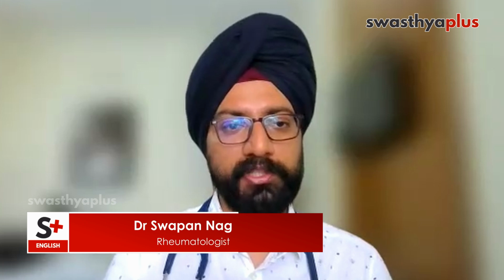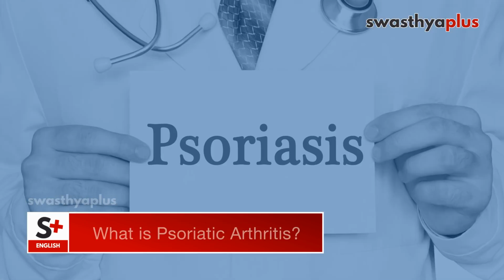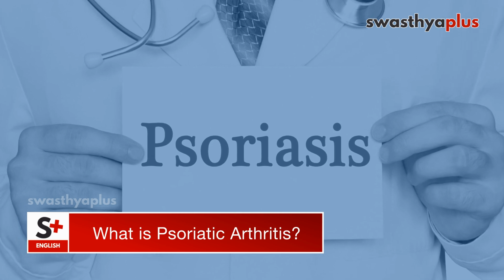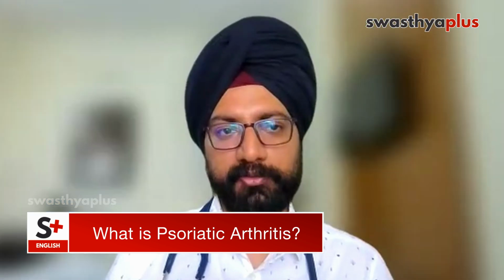There are many different forms of arthritis. Arthritis means swelling and inflammation of the joints. Now, psoriatic arthritis is a special form of arthritis which is linked to something called psoriasis. So now, psoriasis is a skin disease which affects people mostly in winters and mostly on the extensor surfaces.